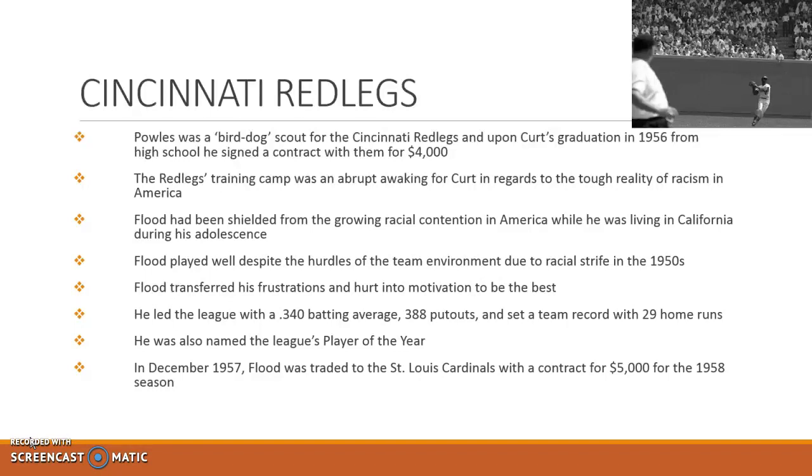Flood transferred his frustrations and hurt into motivation to be the best. He led the league with a .340 batting average, 388 putouts, and set a team record with 29 home runs. He was also named the league's Player of the Year. In December 1957, Flood was traded to the St. Louis Cardinals with a contract for $5,000 for the 1958 season.